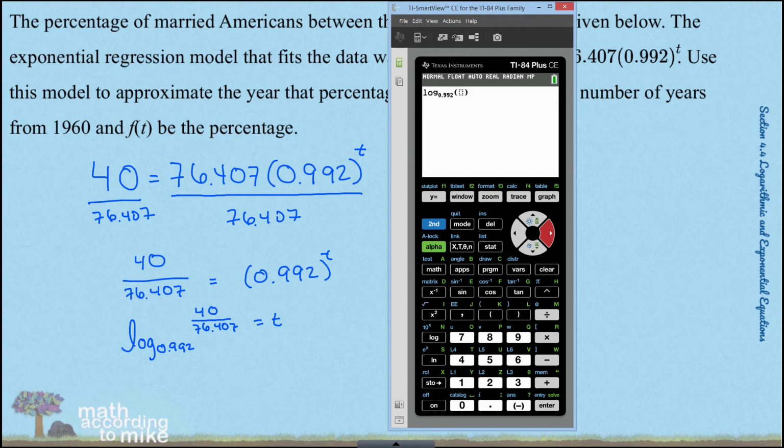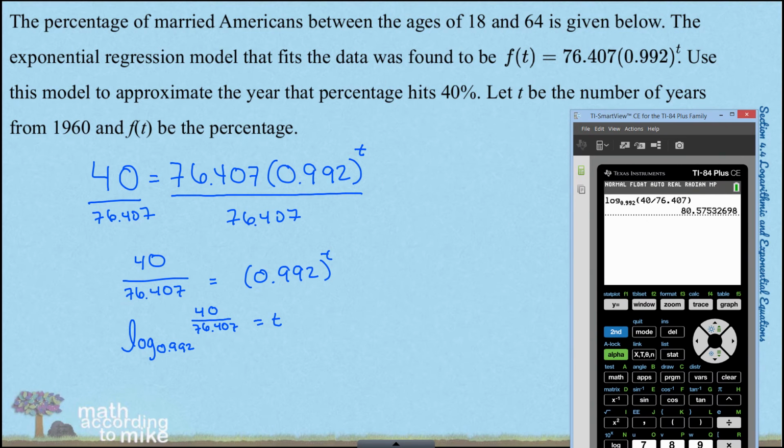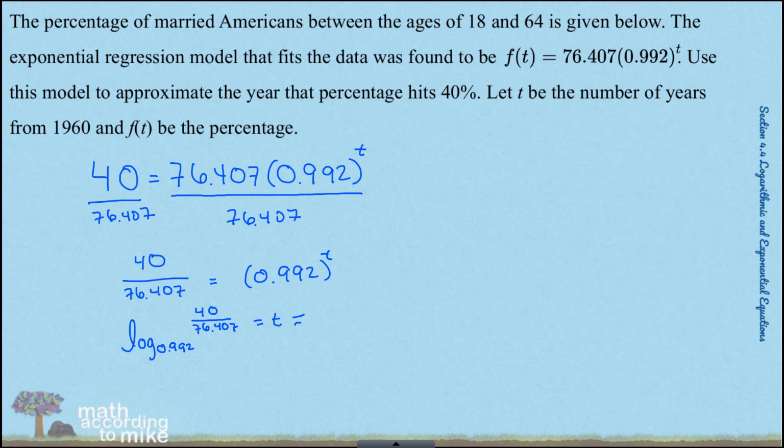This feature wasn't there back in my day. So we'd say log base 0.992, and I'll just type in 40 divided by 76.407. So in about 80.6 years after 1960, we could just say during 2040. Don't round that up to 81, because that puts you in the next year.